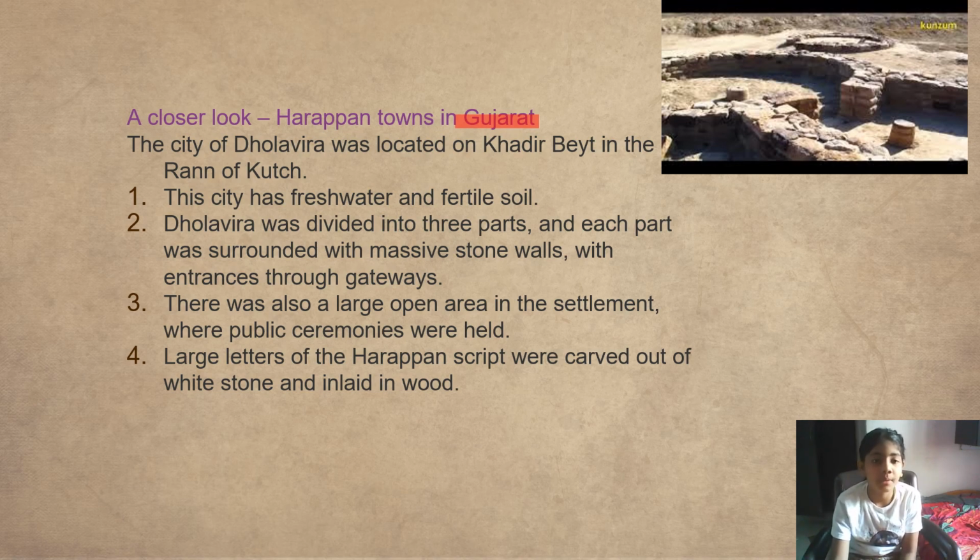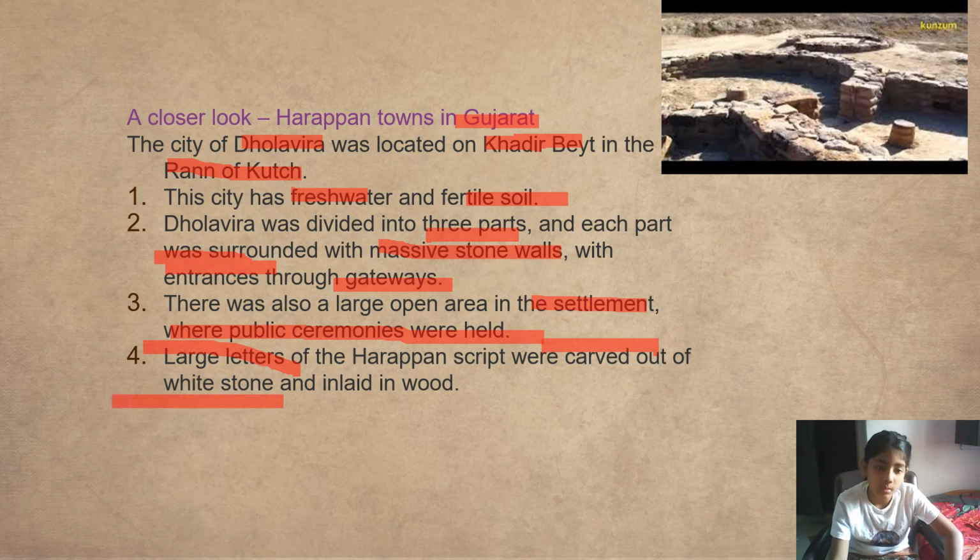So this is all about it. It's telling about Gujarat. It's saying about a city, Dholavira, okay, was located on Khadir Bet in the Rann of Kutch. It has fresh water and fertile soil. It was divided into three parts. Each part was surrounded with massive stone walls with entrance through gateways. There were also large open areas and settlements where public ceremonies were held. Large letters of Harappan script were carved out of white stone and inlaid in wood. Okay, this is the main thing.